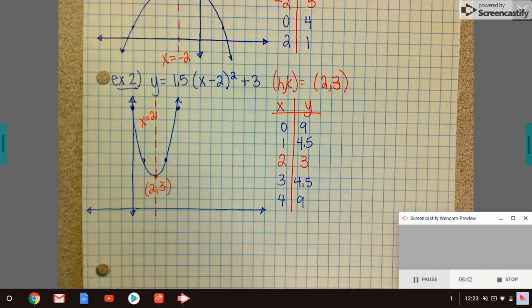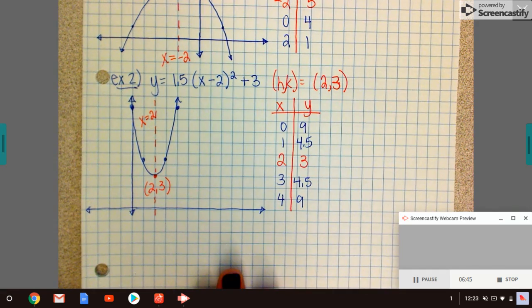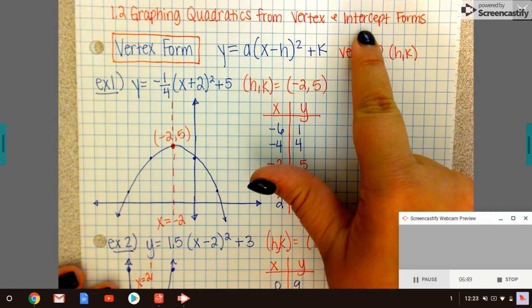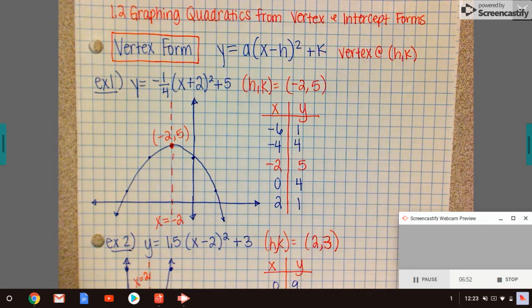All right. Let's pause the video here. This is all vertex form. And the second part of this, I will do intercept form. So we'll come back and we'll do intercept form on part 2.